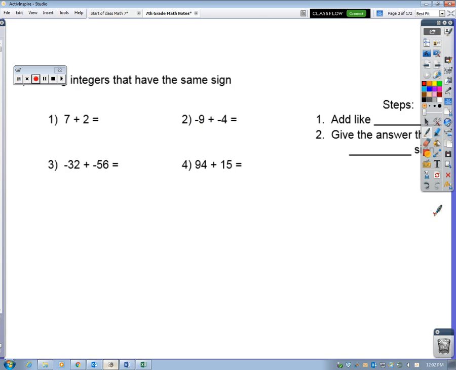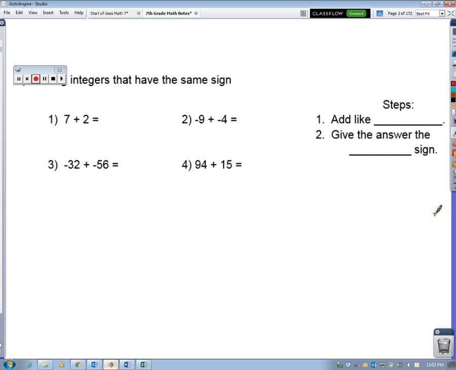Okay, the first type of problems we have is if we were going to add integers that have the same sign. Take a look at these problems. In number 1, both of these are positive. Number 3, both of them are negative. Number 4, they're both positive. They both have the same sign in each problem, either positive or negative.